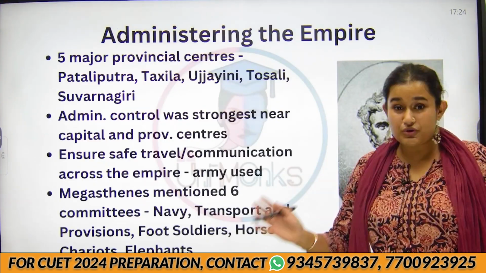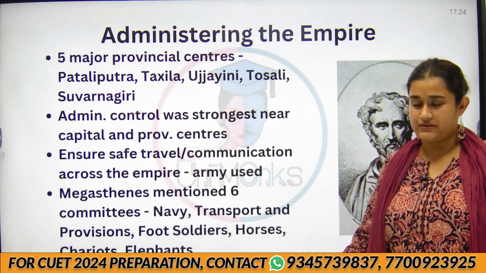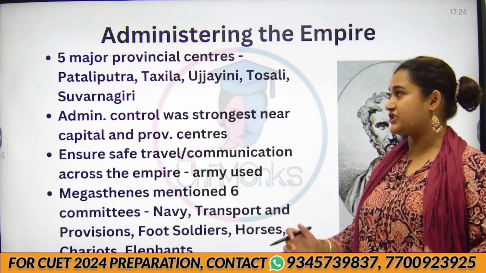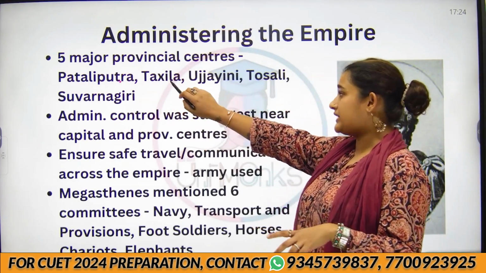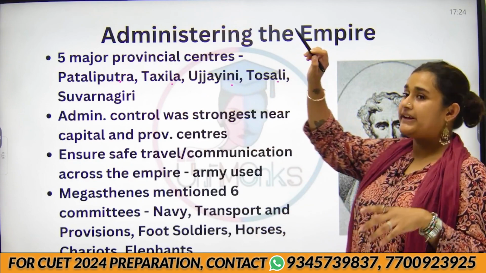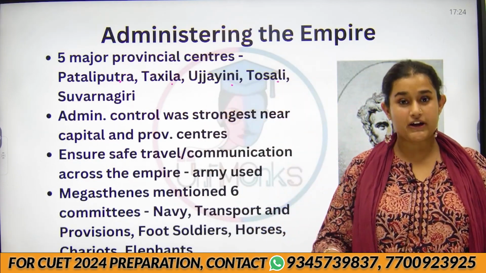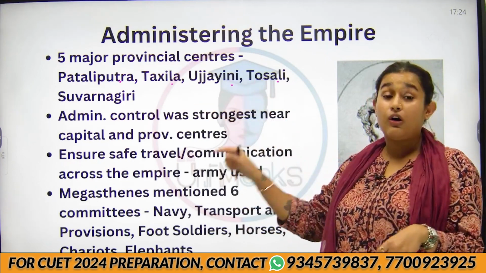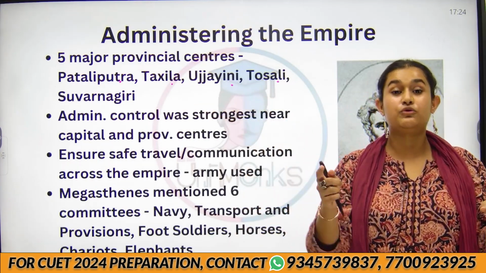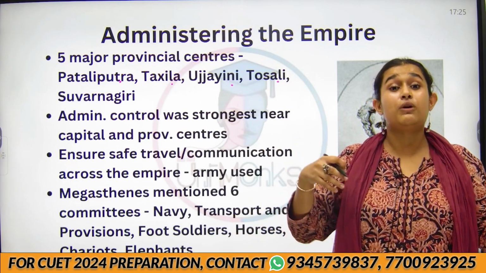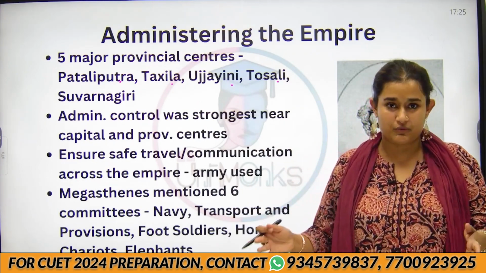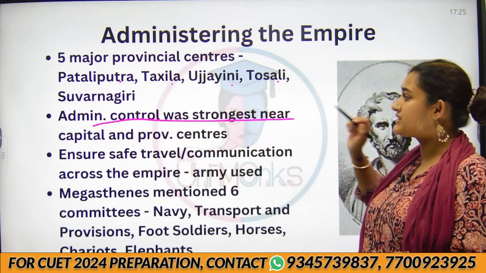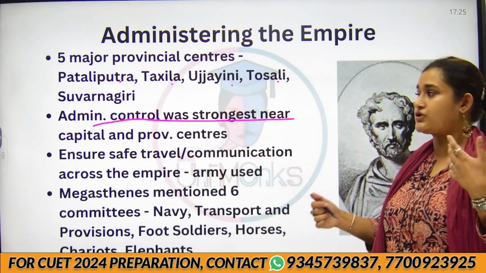Now, huge empire, but how did they administer it? They had 5 major provincial centers: Patliputra, Takshila, Ujjaini, Tosili and Suvarnagiri. Now, pause the video, go back to that map, take a physical map of India and point out all these centers. Okay, it is important for you to know where all these centers are in order to understand, alright, how the administration worked.